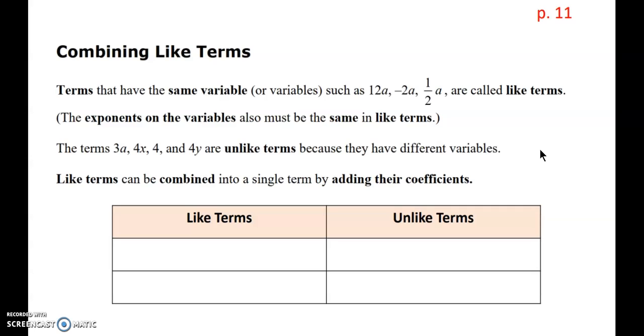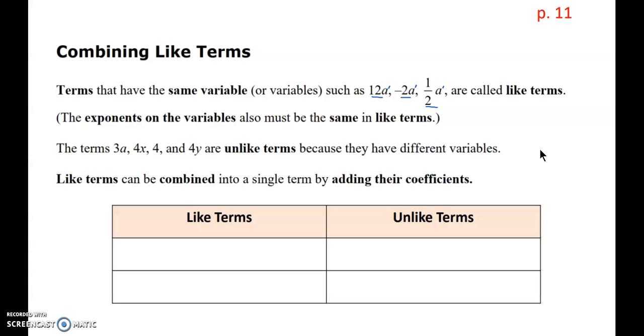If you have a term that has the same variable, like x or y, examples here are 12a, negative 2a, or even a fraction, half a. So your coefficient can be positive, negative, a fraction, or a decimal. These are called like terms because for the variable a, they are identical. We don't have a squared and a to the first power; they're all a to the first power. So everything about that variable is identical.